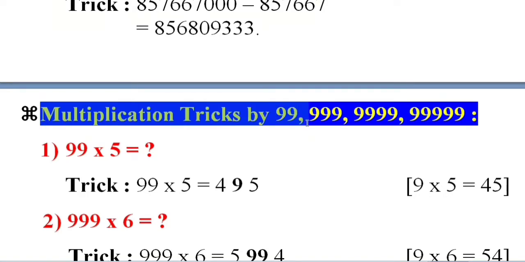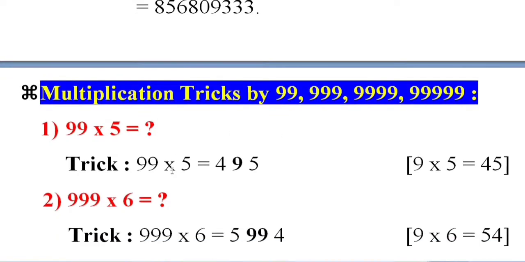Multiplication tricks by 99, 999, 4th 9 and 5th 9. 99 into 5 equals what? 9 5s are 45. Write down one digit number 9 for the two digit number of 9 between 4 and 5. So the answer is 495.